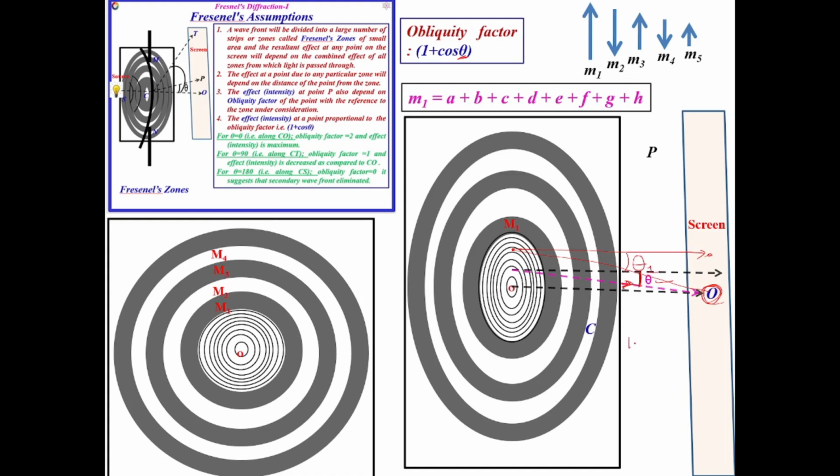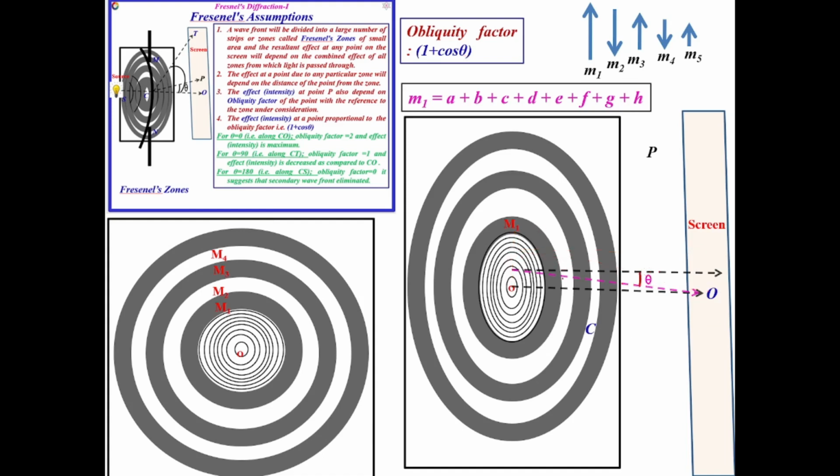So the obliquity factor will be 1 plus cos theta 1. Suppose here it is 30 degrees and this will be 60 degrees. As theta 1 will be 60 degrees, the obliquity factor will be decreased. So as we move from the center to the edge of the first half period zone, the intensity at point O due to each strip will be added up.